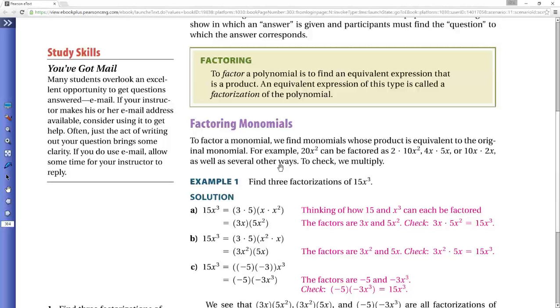So, Example 1 here, and they jump right into this. It says factoring: to factor a polynomial is to find an equivalent expression that is a product. Product means answer to a multiplication. An equivalent expression of this type is called a factorization of the polynomial. In other words, we're going to take a polynomial and break it into factors, or factors mean parts of a multiplication. So we're breaking it into a multiplication of different expressions.